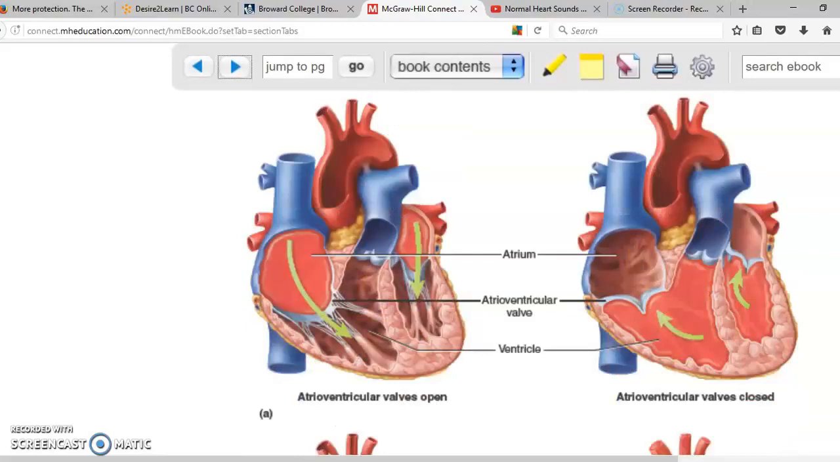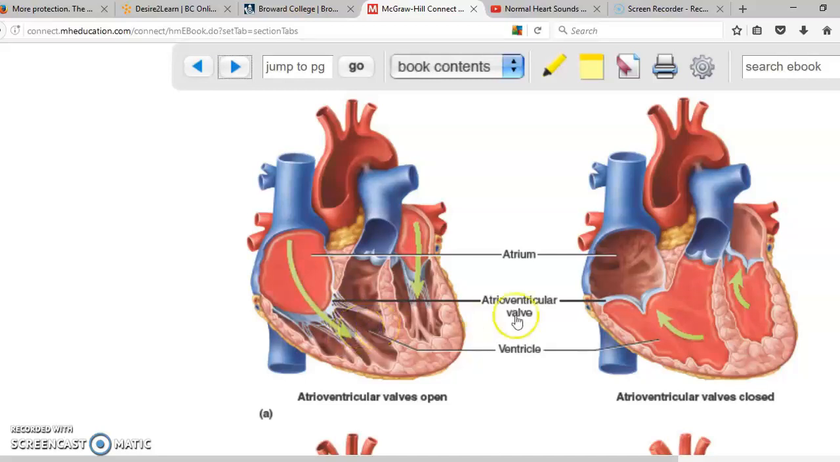Cardiac cycle is the sequence of events that are going to happen in your heart. So the first thing that is going to happen is ventricular filling. The ventricular filling is going to happen because there's going to be high pressure in the atrium, low pressure in the ventricle. The blood will flow from high pressure to low pressure, and that's what's going to cause the first part of the cardiac cycle, which is the ventricular filling.